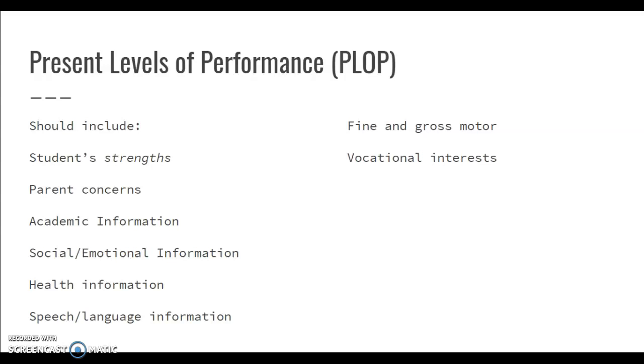Social and emotional is basically how are their social skills, how are they self-regulating, things like that. Health information is usually done by your nurse, but you may have to input some things if there's a change in medication or anything like that, and the nurse isn't at your IEP meeting. Speech and language is usually done by your SLP, right? But sometimes you're going to have to put in if they're using an AAC device, or if they're using PECS or things like that, you want to put that into the speech and language information.